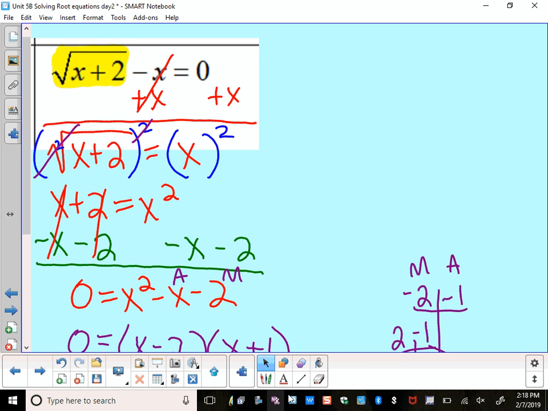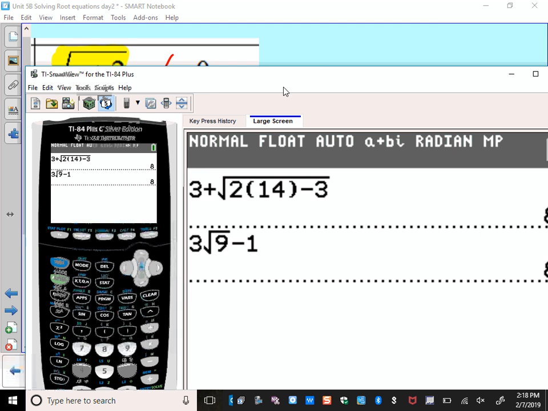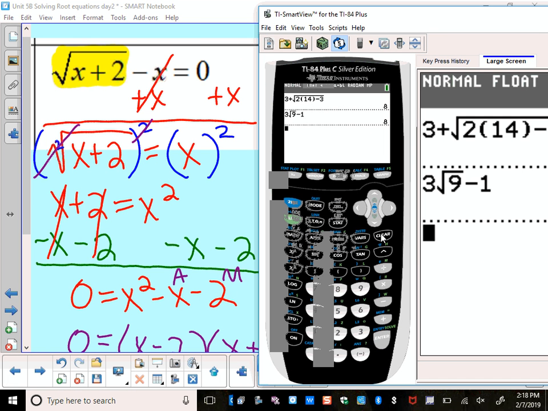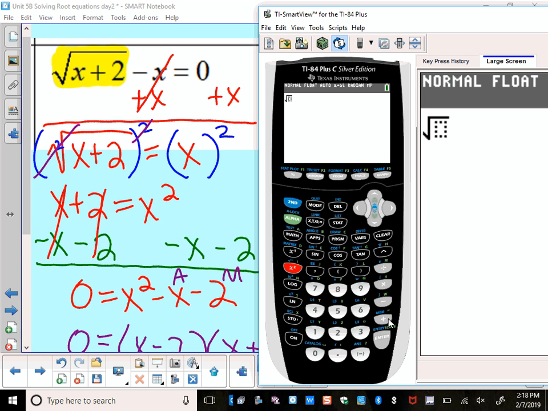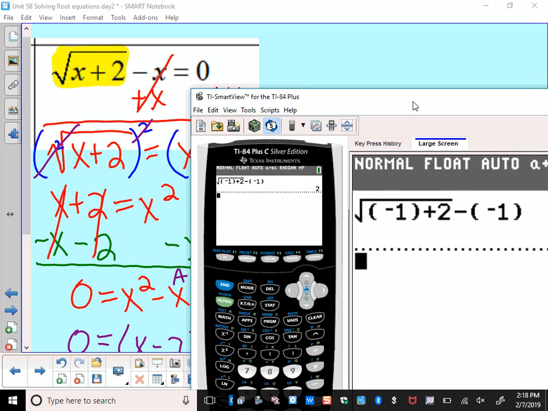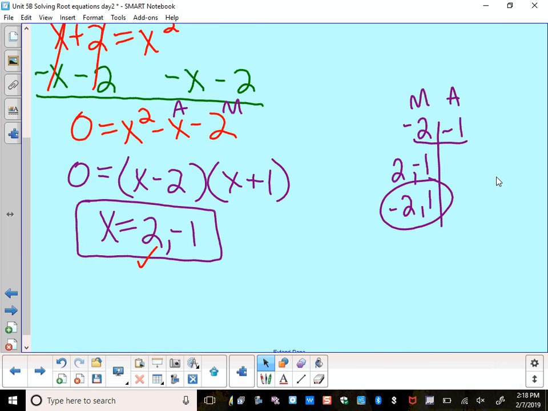Hold on, I got a question. What are we going to plug in? Because there's 2 answers, you have to do both of them. So the 2 will work. I gave you that one as a freebie. And then we have the square root of -1 plus 2 minus -1. Does that one work? No, because my answer is 2. I needed 0. So the first answer is a solution. The second answer is not a solution.